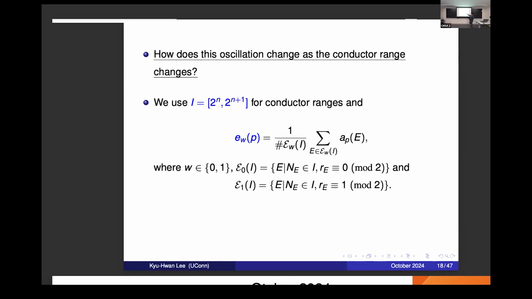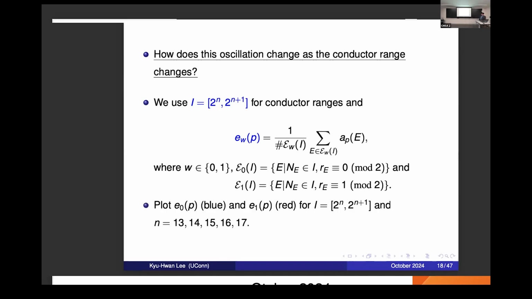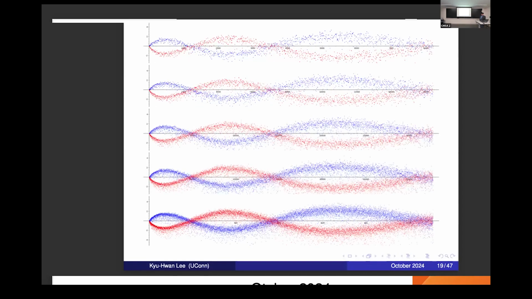He considered this geometric interval from 2 to the n to 2 to the n plus 1, and moves, so that it is a geometric interval. And because now we know that the parity is important, we can collect even rank elliptic curves and odd rank elliptic curves. Then we take the averages and plot these functions, even in blue and odd in red, with n from 13 to 17. And the pictures he obtained are these.